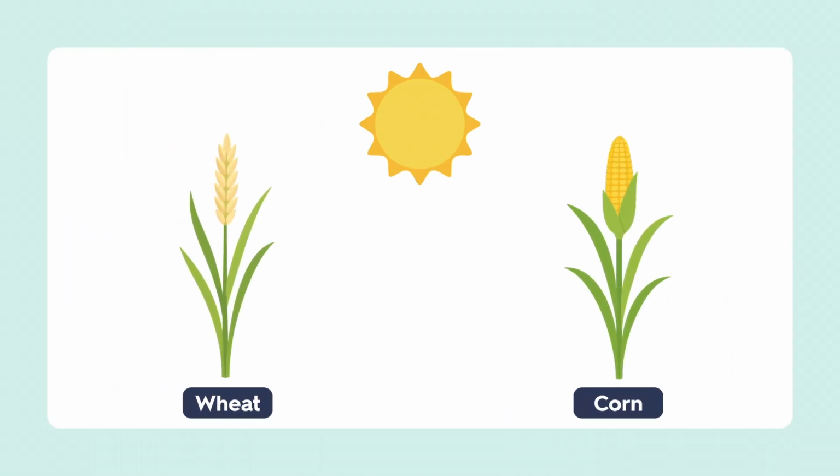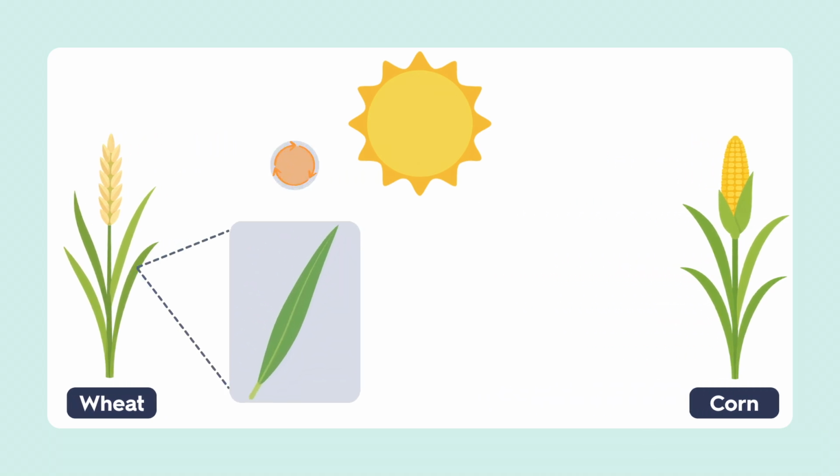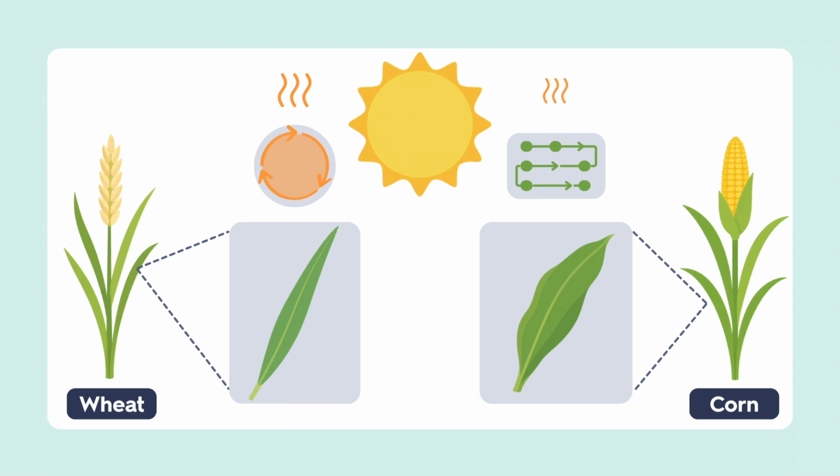For example, compare wheat and corn on a hot day. Wheat, a C3 plant, is more likely to lose efficiency to photorespiration. On the other hand, corn, a C4 plant, has a built-in mechanism that raises carbon dioxide near RuBisCO, so it avoids much more of that loss.